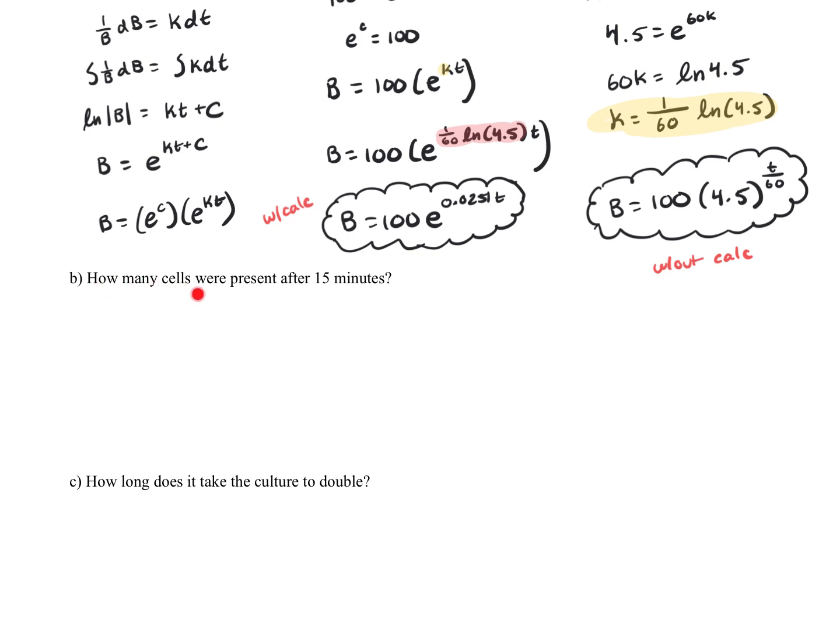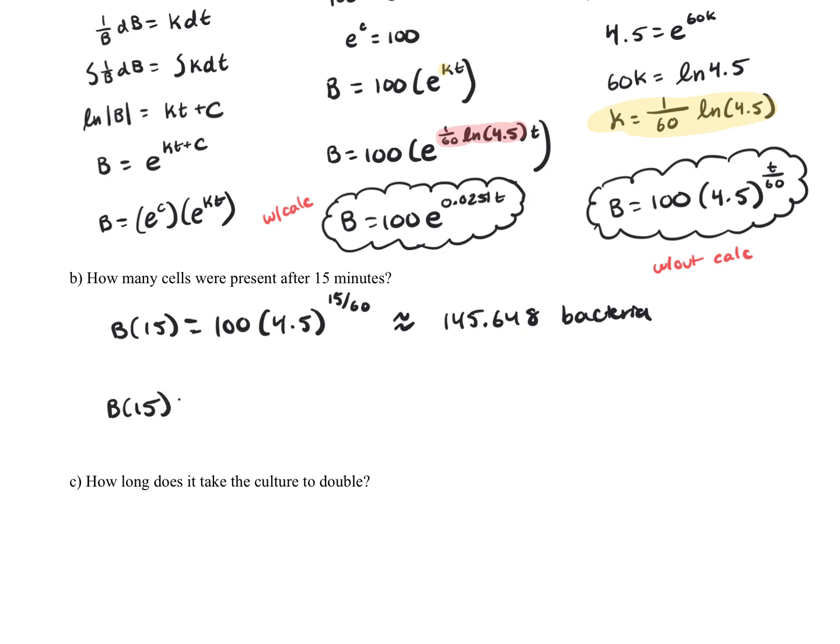So they're wondering how many cells were present after 15 minutes. We could use either model, so we'll do it with both. We would do B of 15. So we could do 100 times 4.5 to the power of 15 over 60, which we'd still need our calculator to help us get this decimal approximation. So that's 145.648 bacteria, or if we plugged it into our other formula, we would have 100 times e to the power of 0.0251 times 15, which is approximately 145.718 bacteria.